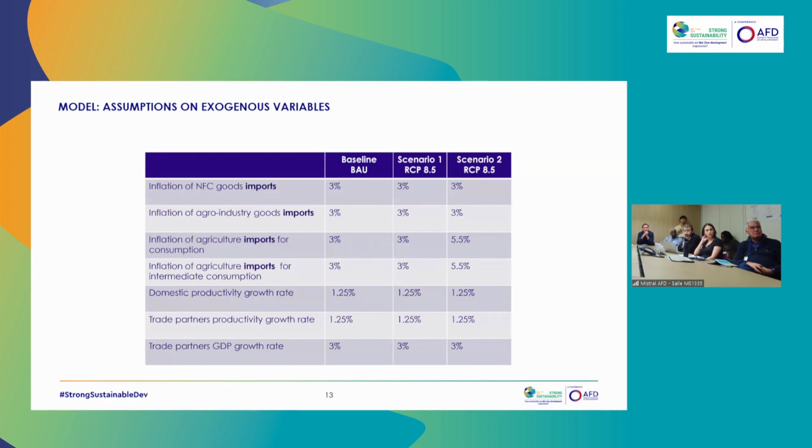The rest is the same. As you're going to see, we are not assuming any catching up of Tunisia with its trading partners. Domestic productivity growth rate is at 1.25%, and the trade partners' productivity growth rate is at 1.5%. So no catching up, or no lagging behind. What we are trying to do is really just to make sure that we get the impact of climate right, and we do not distort the results with these sorts of assumptions.